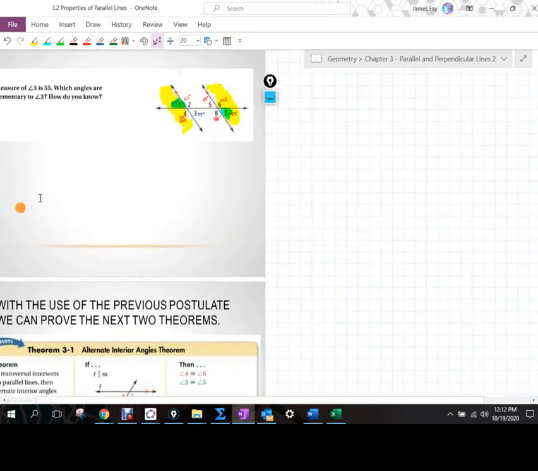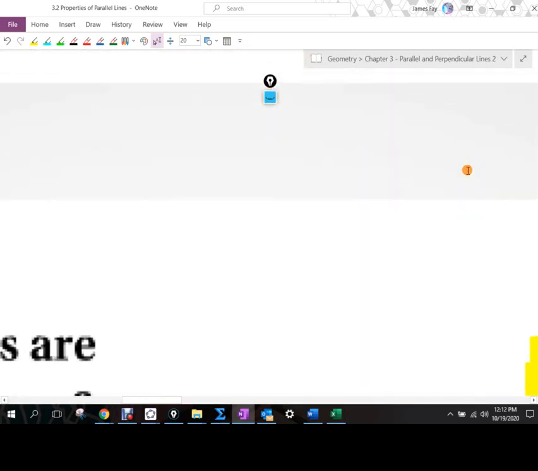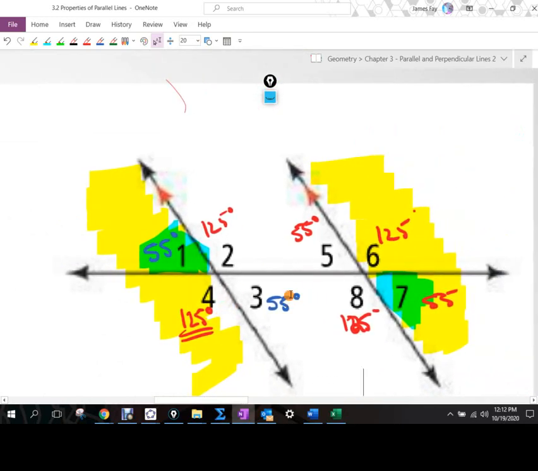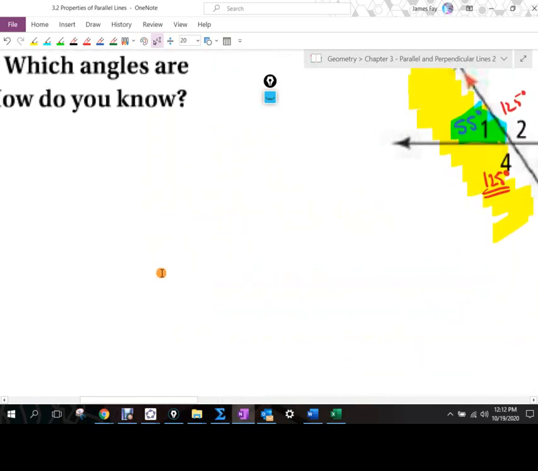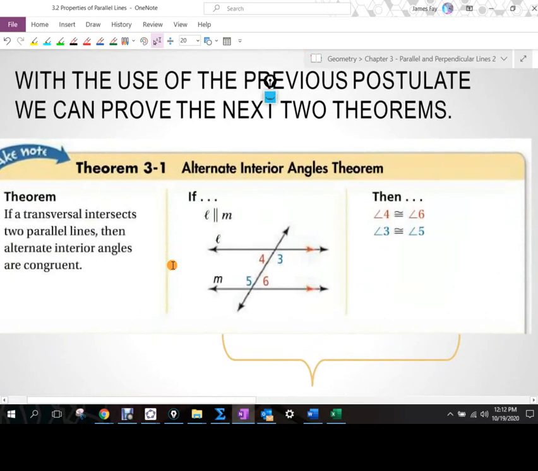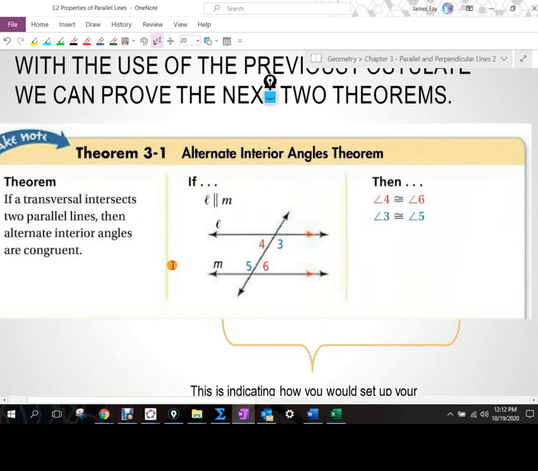So that was talking about alternate exterior. And we'll fix the notes here in a minute. But what are you going to say about angles 3 and 5? What kind of angles are those? They're alternate interior. What are you going to say about angle 3 and 5's measurements? They're equal, so the angles are congruent, right? So that's what the next, okay, I got ahead of myself. That's what the next theorem talks about. It says if a transversal intersects two parallel lines, then alternate interior angles are congruent. Okay.